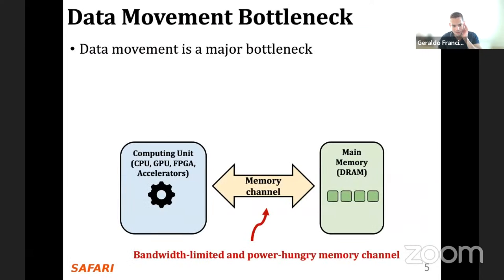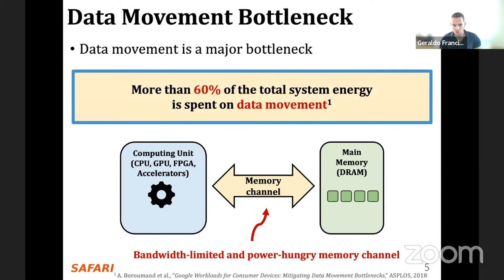It's been a while since we started this processing-in-memory class, so I think everyone is more or less aware that data movement is a key bottleneck in today's systems. The data needs to move from memory to the CPU in a von Neumann type of architecture, and the memory channel that connects computing units to main memory is quite power hungry and a source of performance bottleneck as well. As prior works have shown, more than 6% of the total energy in a system can, for some particular set of applications, be spent on this data movement between CPU and main memory.